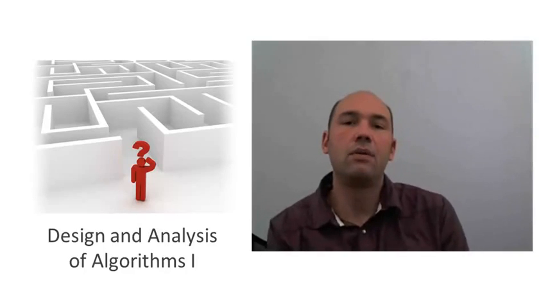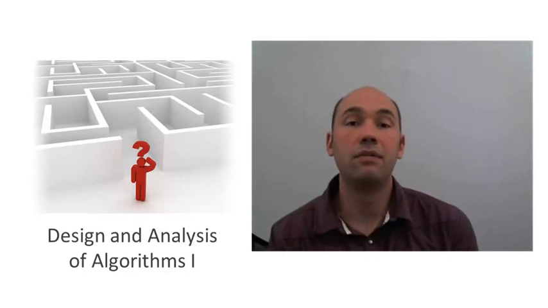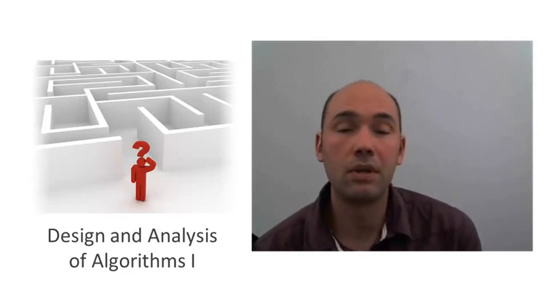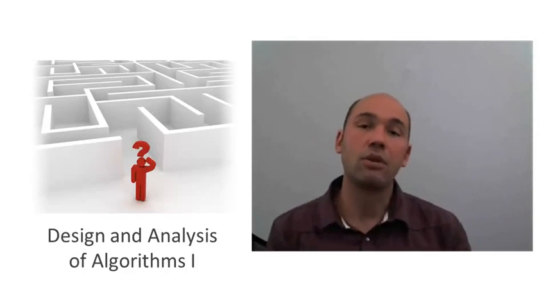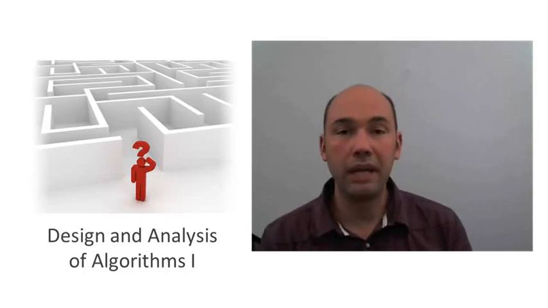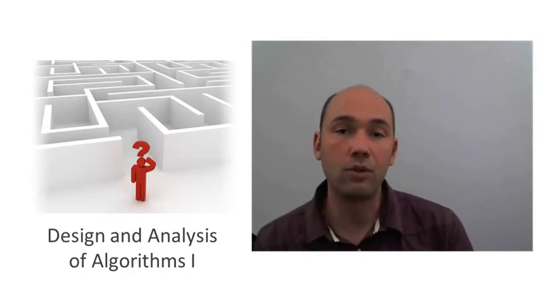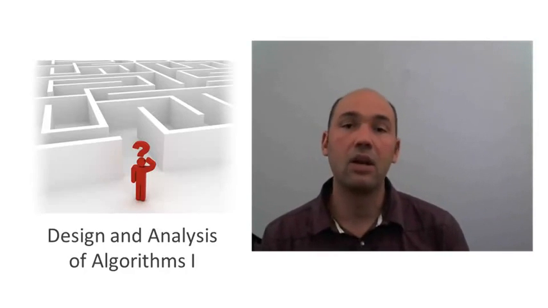All right, so the plan for this video is to prove the correctness of the divide and conquer closest pair algorithm that we discussed in the previous video. So just to refresh your memory, how does the outer algorithm work? Well, we're given n points in the plane. We begin by sorting them, first by x coordinate and then by y coordinate. That takes n log n time.